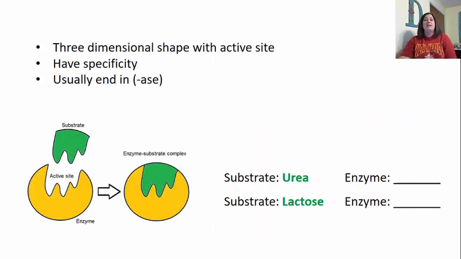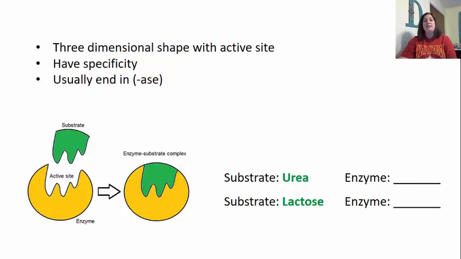Now, enzymes, because they are a protein, they have a three-dimensional shape. This three-dimensional shape is what makes them functional, and this shape also has an active site. The active site is where we're going to see the reactant, or what we call the substrate, go into the enzyme. Now, these are very specific, all right? So they have a very high specificity.